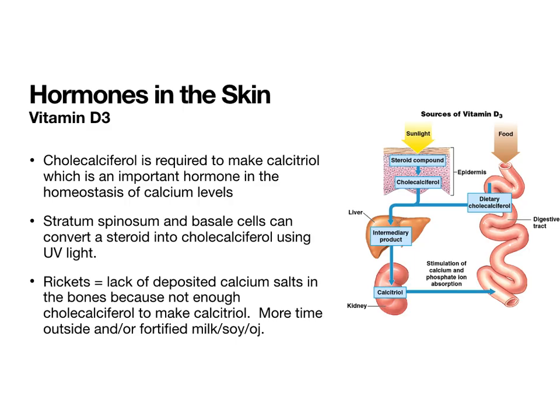That calcitriol allows calcium and phosphate absorption in the small intestine, where it's broken down and processed and then sent to different parts of our body via our bloodstream. The stratum spinosum and the basal cells can convert the steroid into cholecalciferol using the UV light.